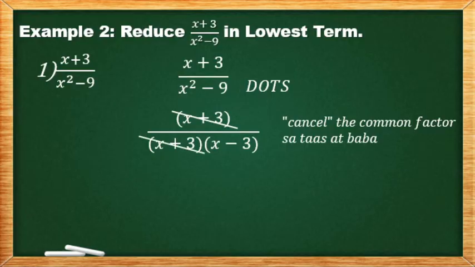Dapat factor tayo magka-cancel. So ano natira sa taas? Wala. So magiging 1. Ano natira sa baba? X minus 3. So the final answer is 1 over x minus 3. So ito yung lowest term ng x plus 3 all over x squared minus 9.